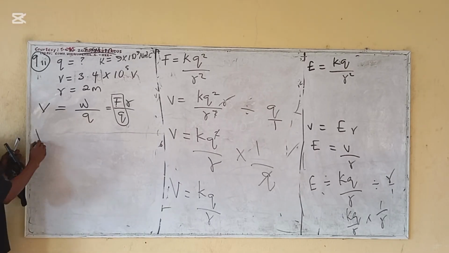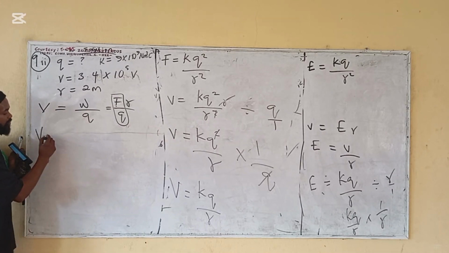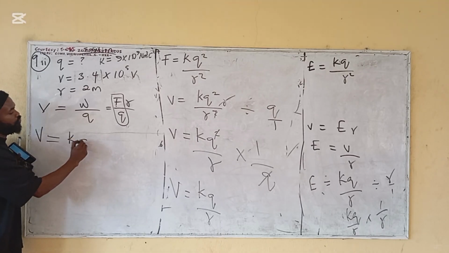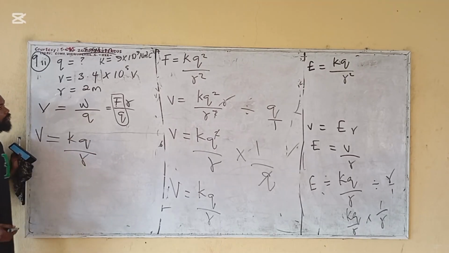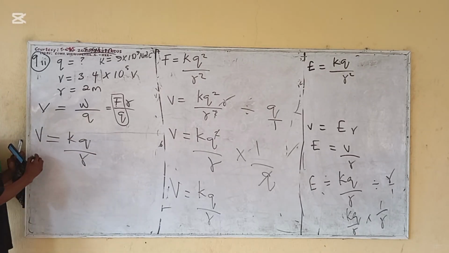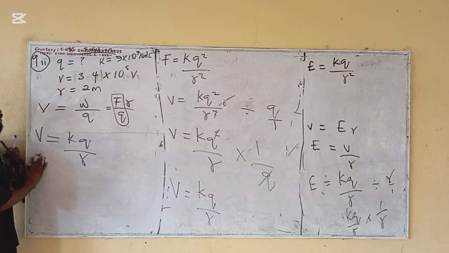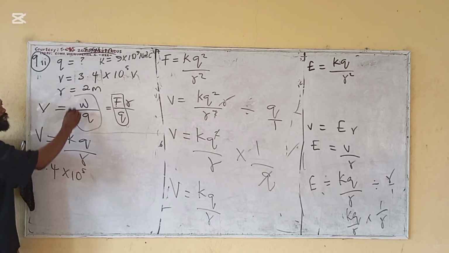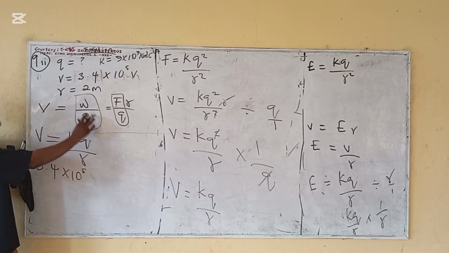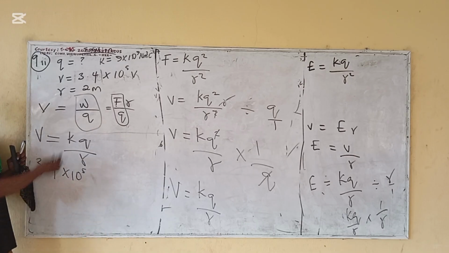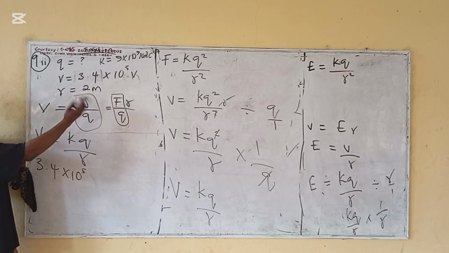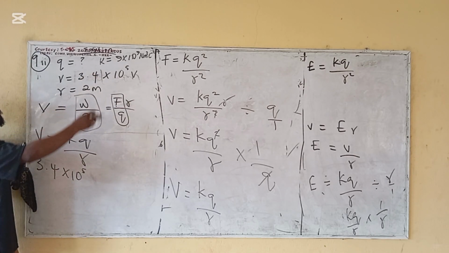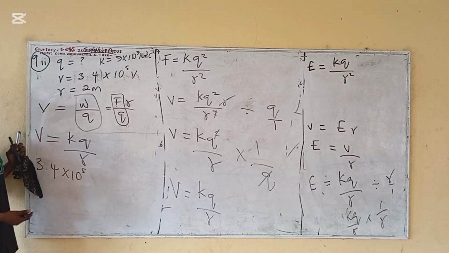So if I know that, I can just replace this; I don't have to suffer myself. I can just say this is KQ over R. Now carry the parameters and put in 3.4 times 10 raised to the power... And you cannot forget this once you remember this formula. That is work done over charge. So anytime you remember Coulomb's law, do it.